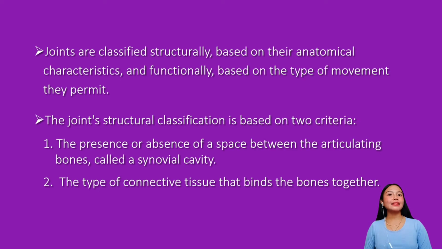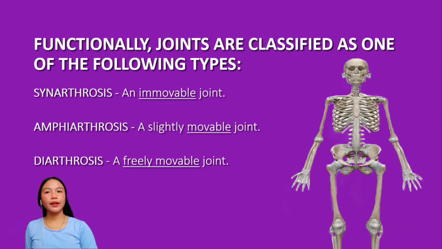Joints are classified structurally based on their anatomical characteristics and functionally based on the type of movement they permit. The joint's structural classification is based on two criteria. First is the presence or absence of a space between the articulating bones, which is a synovial cavity. Second is the type of connective tissue that binds the bones together.